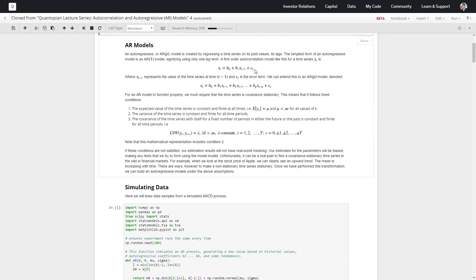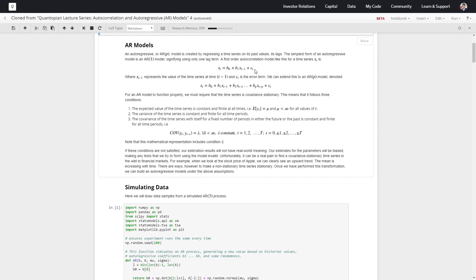So what is this saying? It's saying that the value of x at time t is dependent some amount, well, if beta 1 were 0, it would be not dependent, but dependent some amount on previous values of the series, and specifically the last value, and no values further into the past. So that's a pretty simple concept to get your head around.